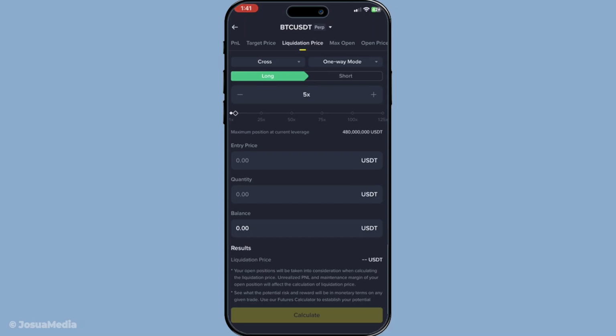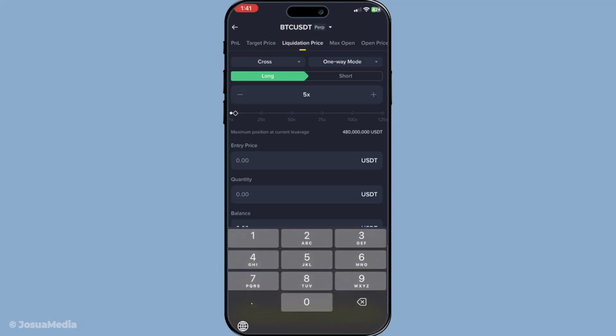Now that we are in the right section of the calculator, it's time to enter the necessary details. You'll need to input your entry price first. This is the price at which you have opened your futures position. It's important to enter the exact entry price to get an accurate calculation.